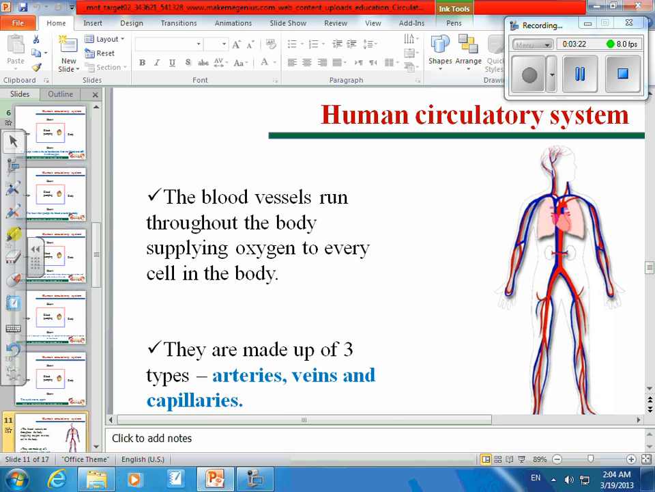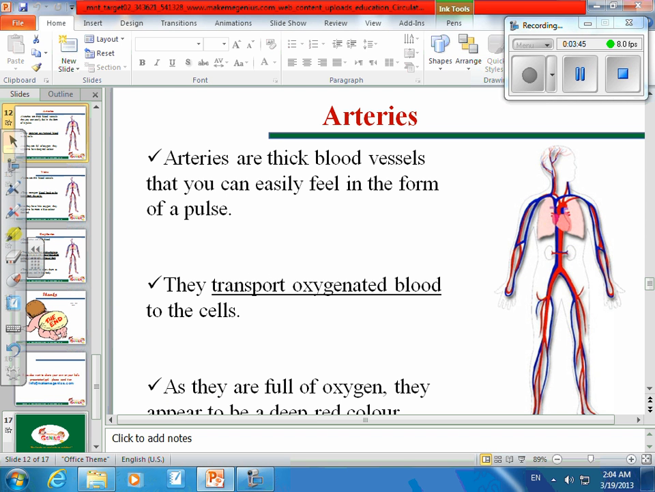Do you think that our cells need only oxygen? They also need digested food. What are the kinds of blood vessels? We have three kinds of blood vessels. Number one is arteries. Arteries start from the heart and carry the blood from the heart to all over the body.